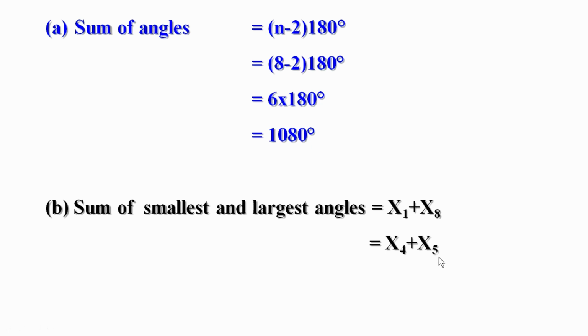Now here, the fourth term and fifth term are the two middle terms. The number of terms is 8. When we divide the sum of the terms by half the number of terms, we get the sum of the two middle terms. That is, when we divide 1080 by 4, we get the sum of the middle two terms, that is equal to 270. Therefore, the first term plus last term is also 270. That means the sum of the smallest and largest angles equals 270.